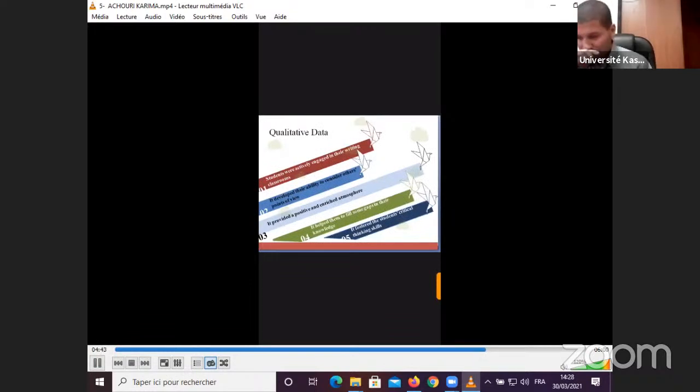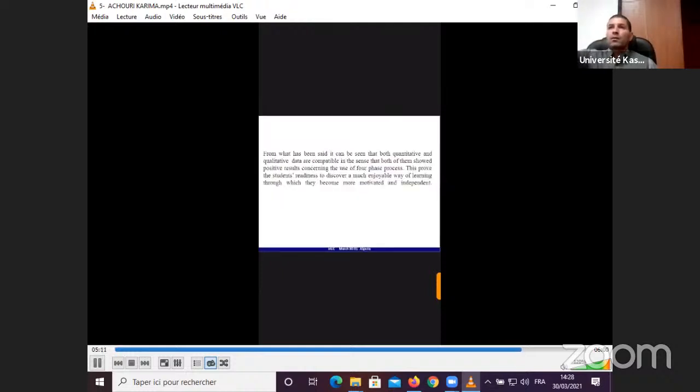In terms of qualitative data, students reported that during the 4 stages of the process approach, they were actively engaged in writing in classrooms. The 4 stages helped them to develop their ability to consider others' points of view. It provided them with a positive and enriched atmosphere. It helped them to fill some gaps in their knowledge, and it fostered their critical thinking skills as well. From what I've said, it can be seen that both quantitative and qualitative data are comparable in the sense that both of them show positive results concerning the use of the full-phase process.